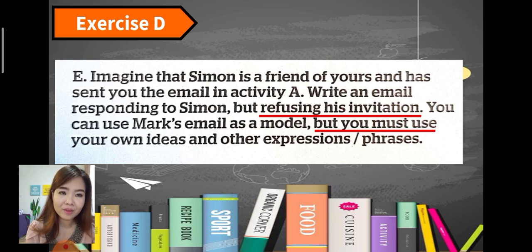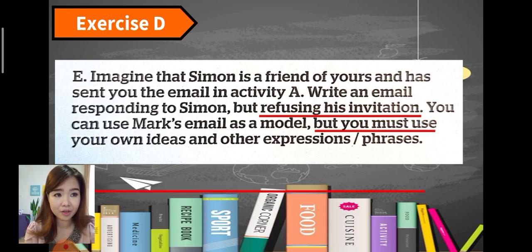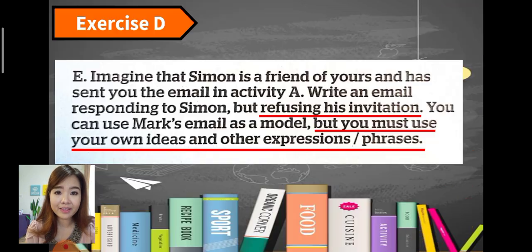Number 2, you can use Mark's email as a model, but you must use your own ideas and other expressions or phrases. So it means that you cannot blindly copy the examples in Mark's email to Simon. You have to come up with your own expression or phrases. But don't worry about that because you will find that on page 19. Okay? There are examples that you can use when you write your email back to Simon.